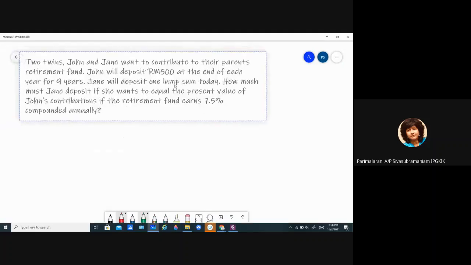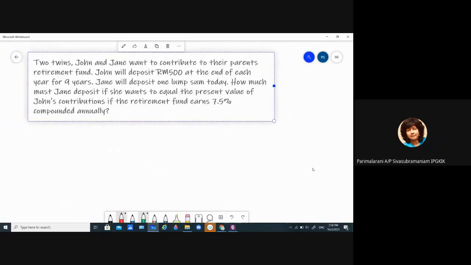Okay, let's do the second question. Two twins, John and Jane, want to contribute to their parents' retirement fund. Okay, John will deposit 500 at the end of each year for 9 years. Okay, Jane will deposit one lump sum today. How much must Jane deposit if she wants to equal the present value of John's contributions if the retirement fund earns 7.5% compounded annually? So what type of annuity is this?